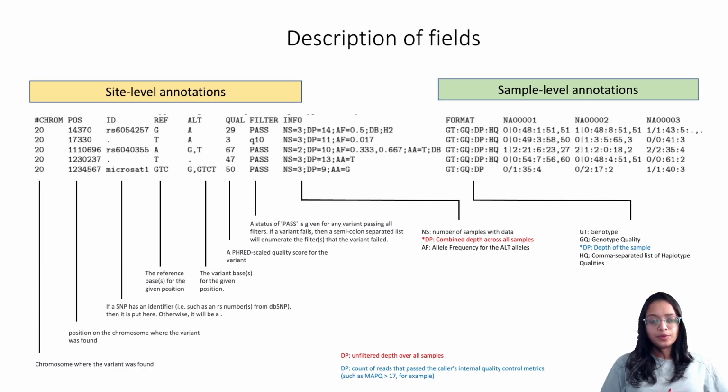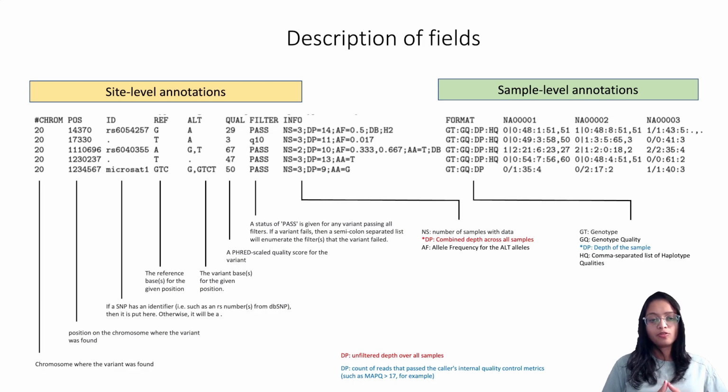To give you an example, look at the last record in the FORMAT column. For the last record, the FORMAT column has genotype, genotype quality and depth. The data for the following samples will follow the same order. The genotype for sample 1 is 0/1, for sample 2 the genotype is 0/2, and for sample 3 the genotype is 1/1. Followed by that, we have genotype quality. Genotype quality for sample 1 is 35, for sample 2 is 17, and for sample 3 is 40. And lastly, the depth for sample 1 is 4, for sample 2 is 2, and for sample 3 is 3.